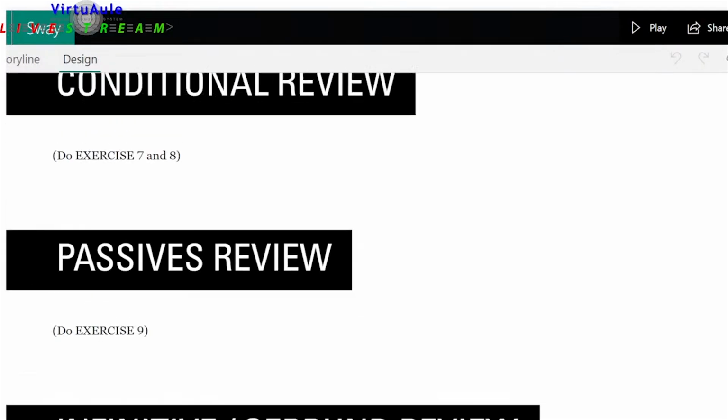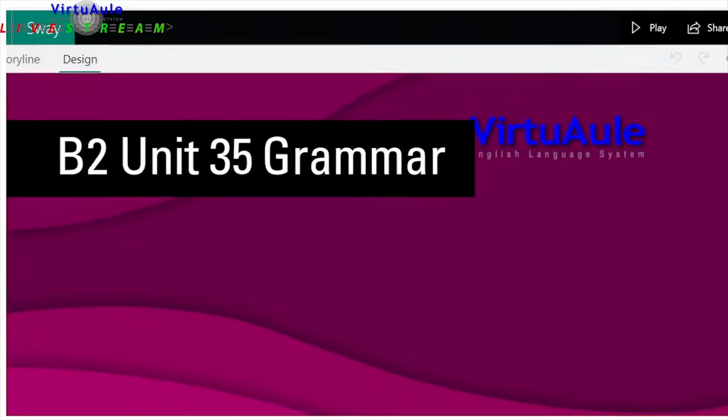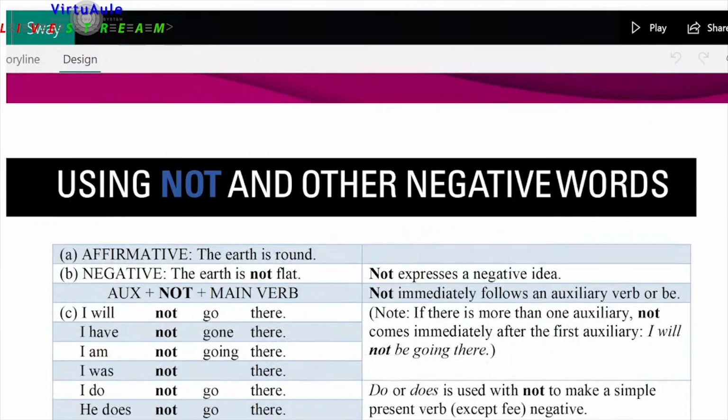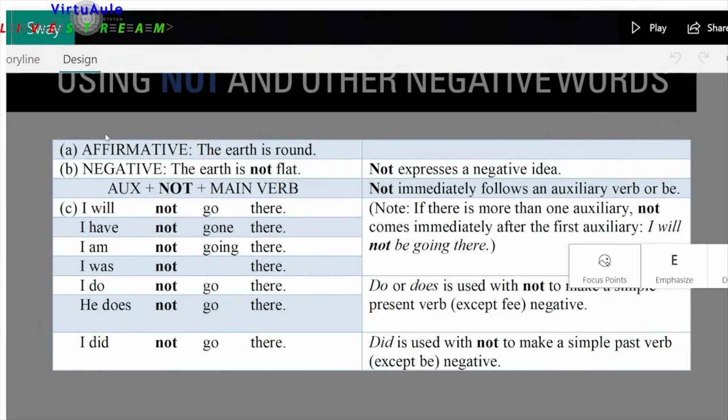Okay, this is unit 35. You can see there's not much. We're going to look at using not and other negative words. So the affirmative: the earth is round. The negative: the earth is not flat. So not expresses a negative idea.